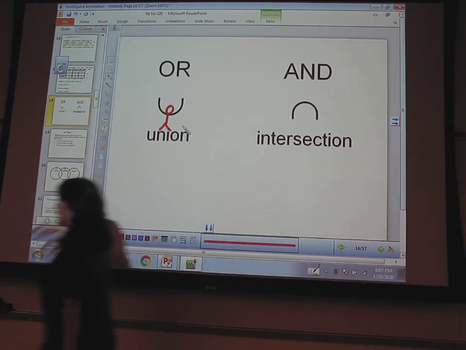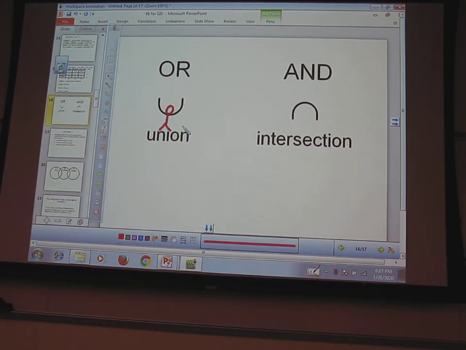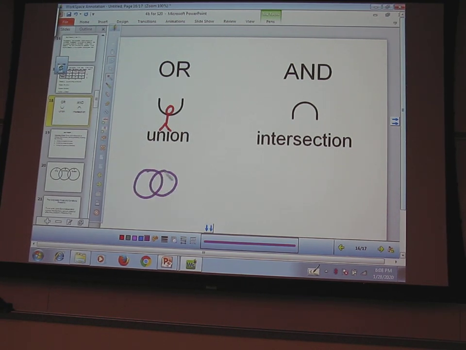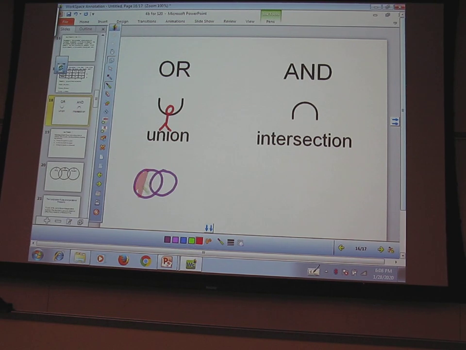This is how it's written in a Venn diagram. It's all of it.